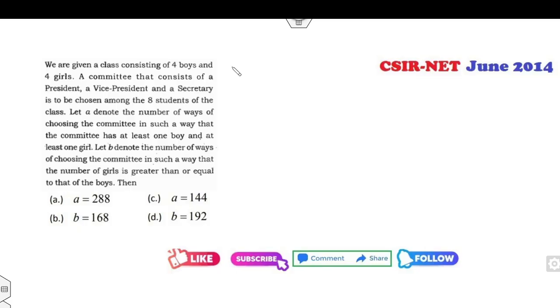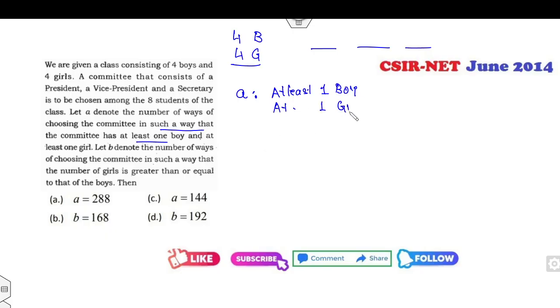Okay, we are given a class of 4 boys and 4 girls. A committee has been constituted with a president, vice president and a secretary. There are 3 members. Let A denote the number of ways in such a way that the committee has at least one boy and at least one girl. What is B? B denotes the number of ways in which the number of girls is greater than or equal to the number of boys. I think that's a question related to probability.